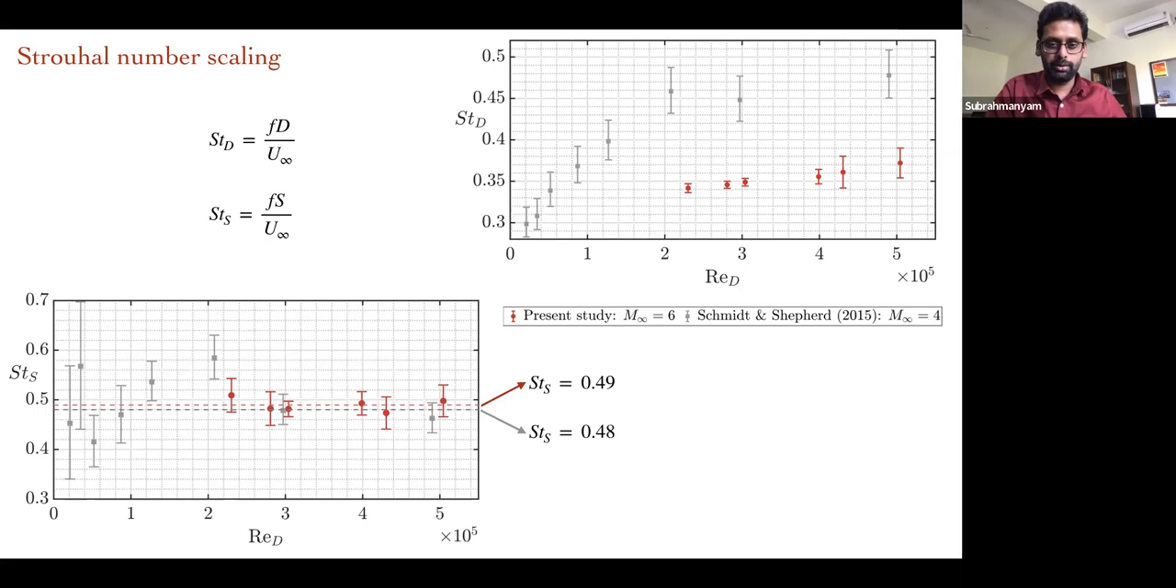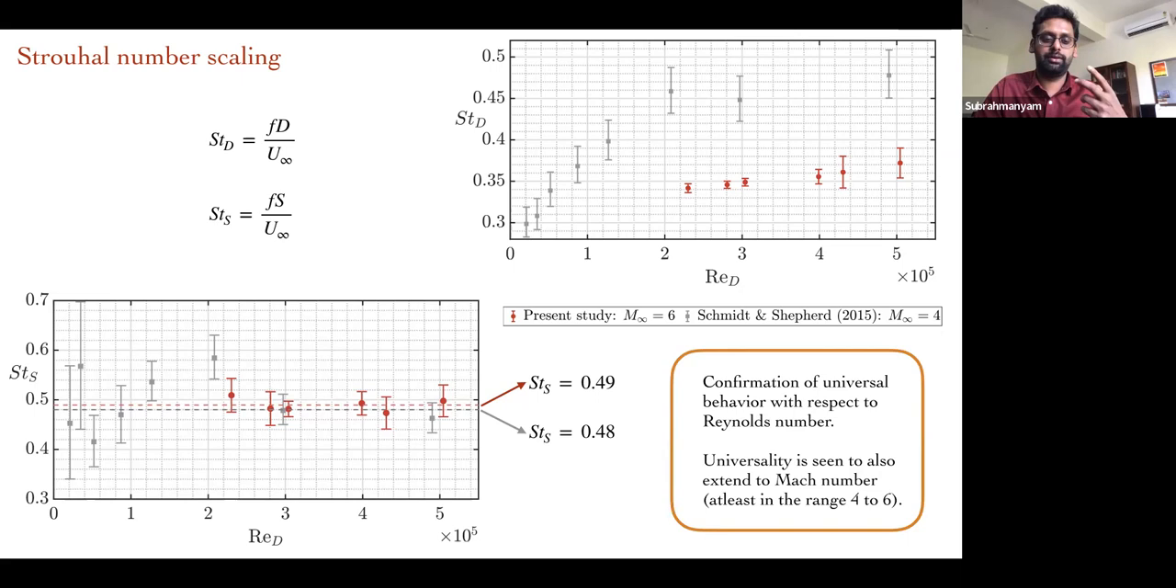So the conclusion from this plot is the following. There is clearly a universality of the Strouhal number with respect to the Reynolds number, because you don't see a systematic trend in either of these data sets when you look at the Strouhal number with respect to Reynolds number. Further, because the Strouhal numbers at two different Mach numbers are very close, there's a very good match. It also tells you that the universality extends to the Mach number as well. So the Strouhal number not only exhibits universal behavior with respect to Reynolds number, it also exhibits universality with respect to Mach number, at least in the Mach number range 4 to 6. So that is something very interesting.